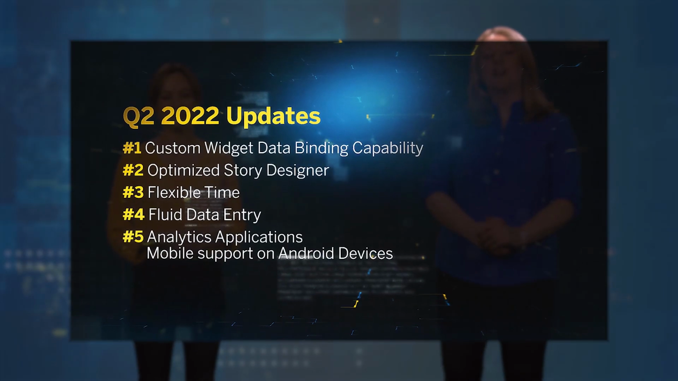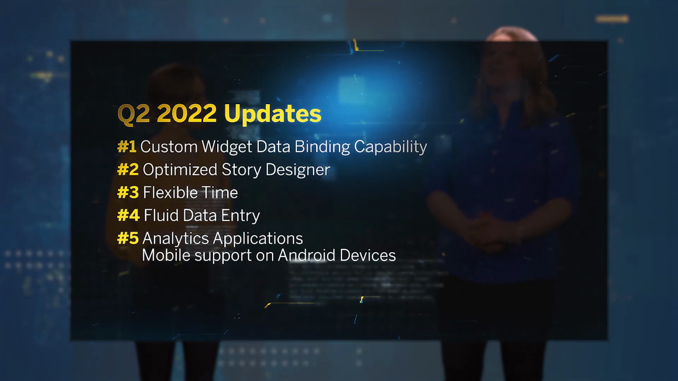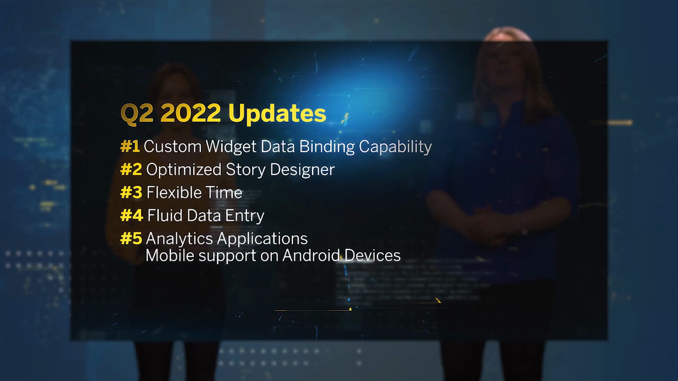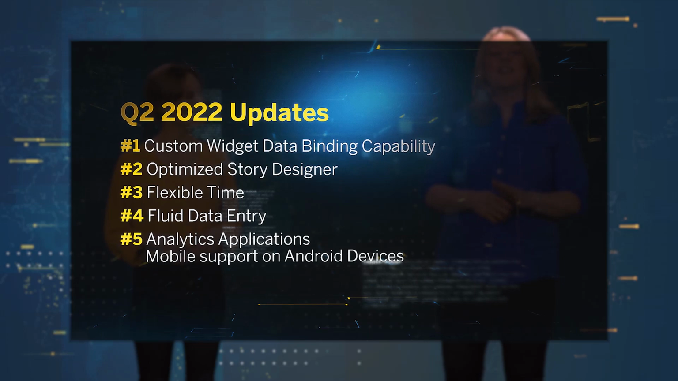Today we'll be featuring the top 5 updates that have been selected from a list of over 40 enhancements that will be available this quarter. As you can see, they cover a wide range of topics and are of interest to both designers and business users. Okay, sounds great. Let's get straight to the first of our featured updates, custom widget data binding capability.